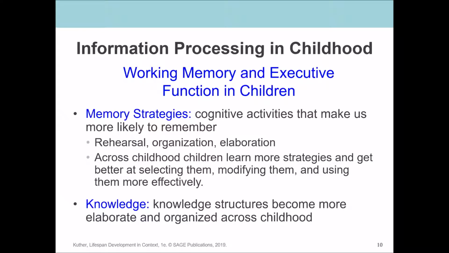Now, children have a growing ability to use memory strategies. It doesn't start all that great. It's not really until late childhood, early adolescence that they show an ability to use these memory strategies. And these are strategies that make us more likely to remember things. So for example, rehearsal, systematically repeating something in order to retain it in your working memory, like that phone number, 867-5309, 867-5309. That rehearsal is a way for you to keep it in your working memory.